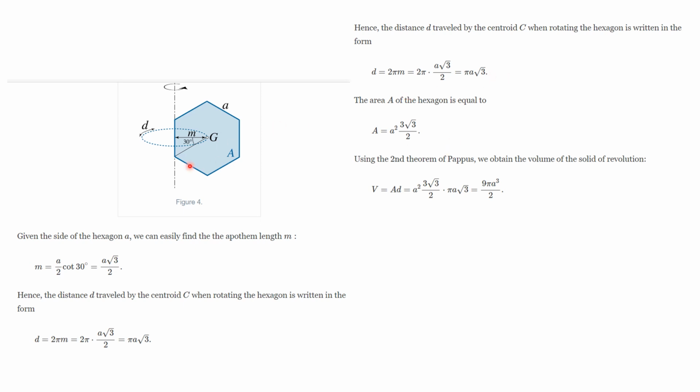Now the area of a hexagon, you can compute this as well. You can find the area of the 6 triangles and add them together, and you get that the total area is A squared times 3 root 3 over 2. So using the theorem about the volume, it is A times D. I multiply those two numbers and I get 9 pi A cubed over 2.